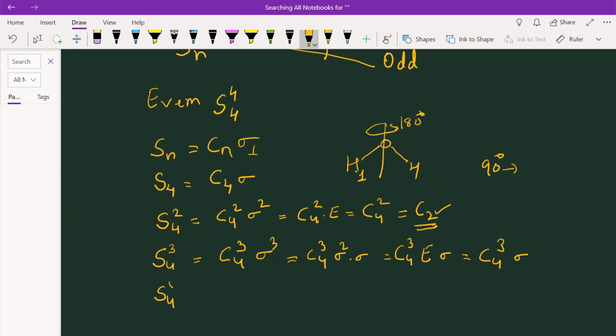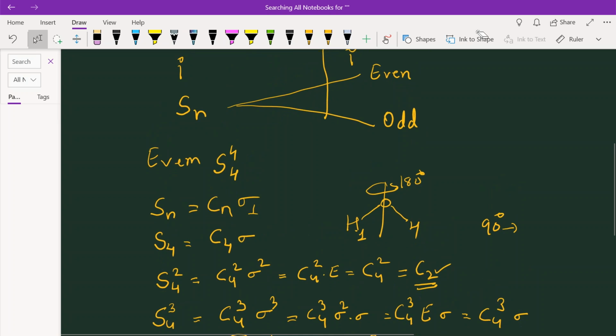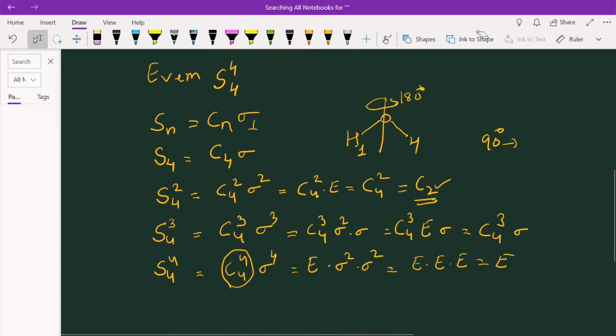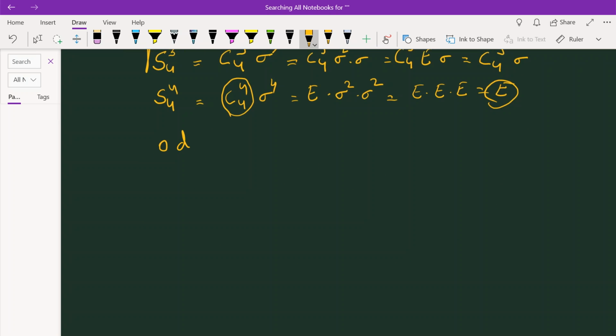Now S4 raised to 4 is nothing but C4 raised to 4 and sigma raised to 4. Now Cn raised to n is nothing but E. So this is E, into sigma squared, which is also nothing but E into E into E, which is equal to E. So when you talk about the even improper axis of rotation S4, you require this much operation, up to here, but once it is S4 raised to 4 you will get E. Now we'll check with odd and then we'll write a summary.